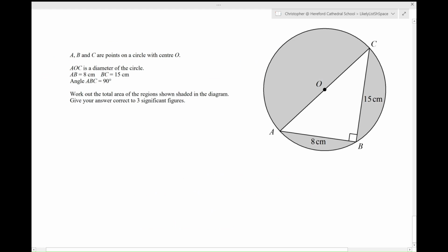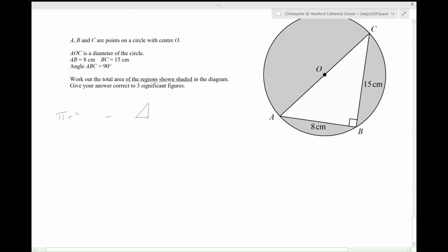Now I need to work out the total of the shaded regions. So what I'm going to do is work out the area of the circle, which will be pi r squared, and from that I'm going to subtract the area of that right-angled triangle. And that'll leave me with the shaded areas.